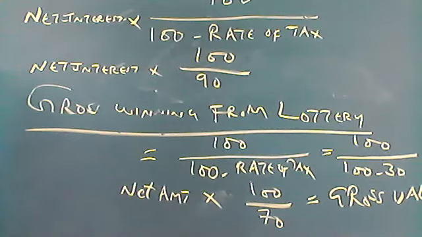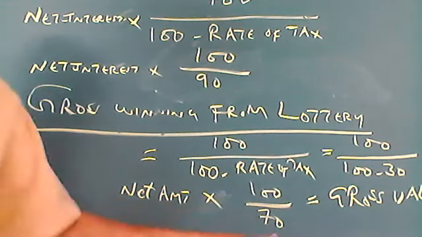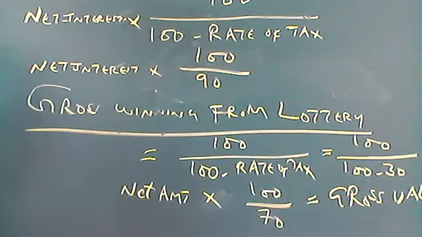Sometimes the problem may give it the other way also: received from winning from lottery. That means you have to find the gross value. Whatever net amount is received, multiply by 100 by 70 and you get the gross value. If you get a sentence like received from lottery or received from winning from lottery, you have to convert it to the gross value. So this is the thing.